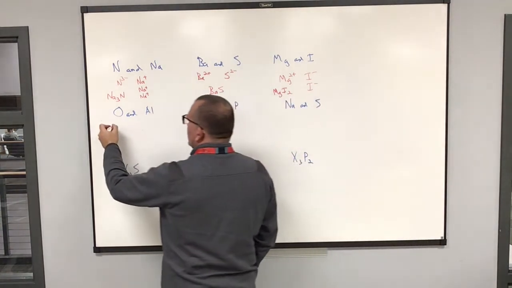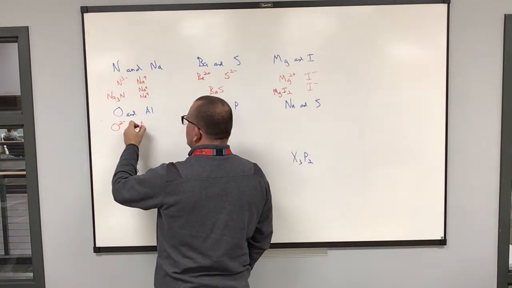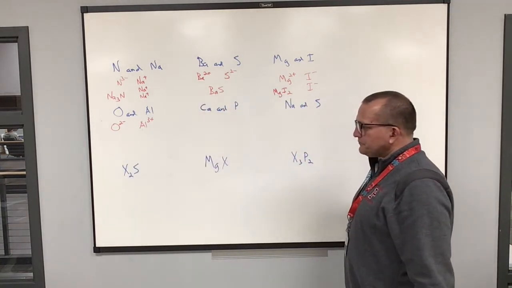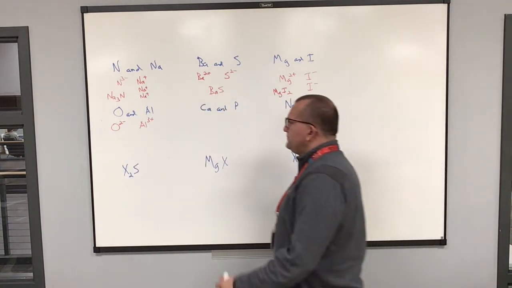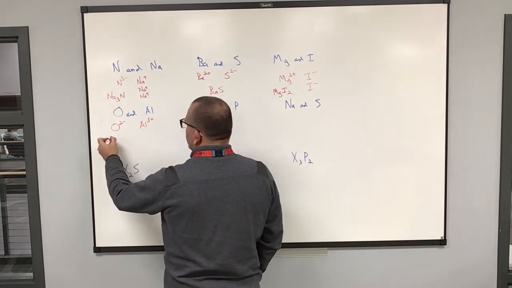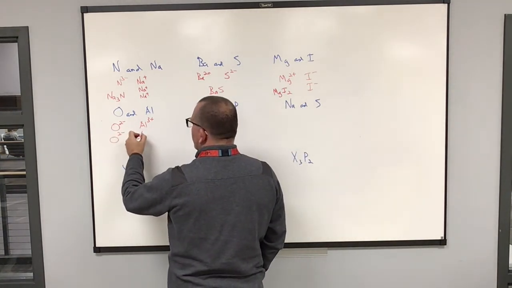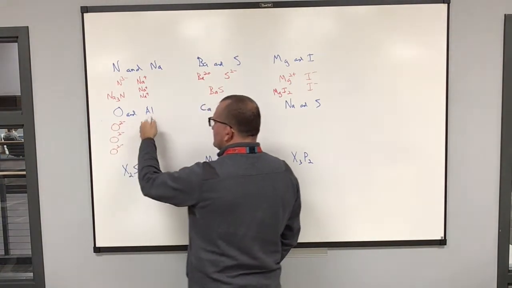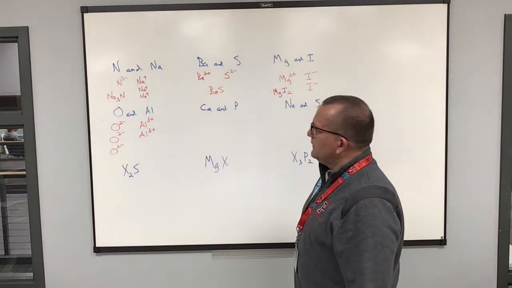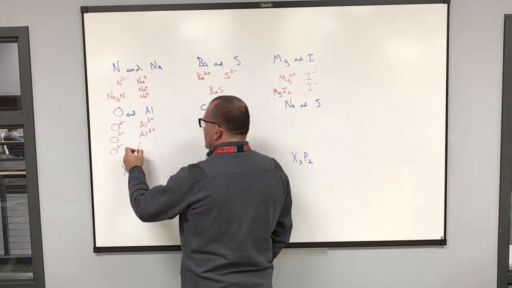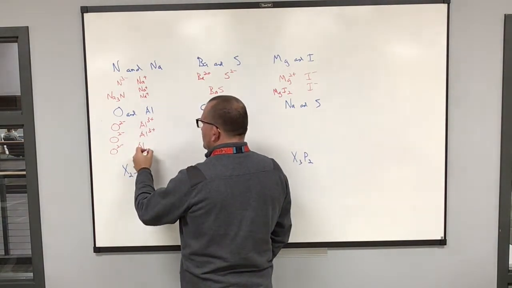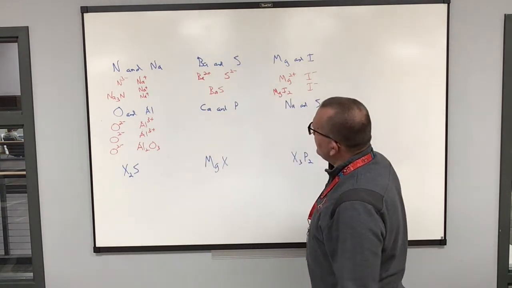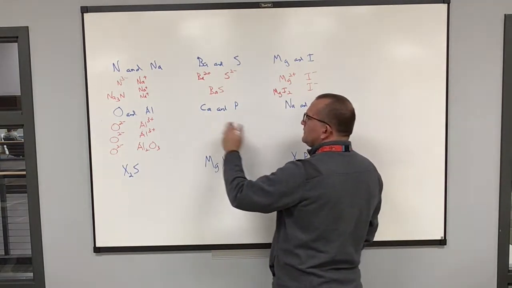Oxygen and aluminum. Oxygen, -2, aluminum, positive 3 charge. This one I have to go back and forth a little bit. So I added 2 more negatives, and then I add 3 more positives, and then I add 2 more negatives. -6, positive 6. Put my positive charge first. There's 2 of those, and then there's 3 O's. Al2O3.